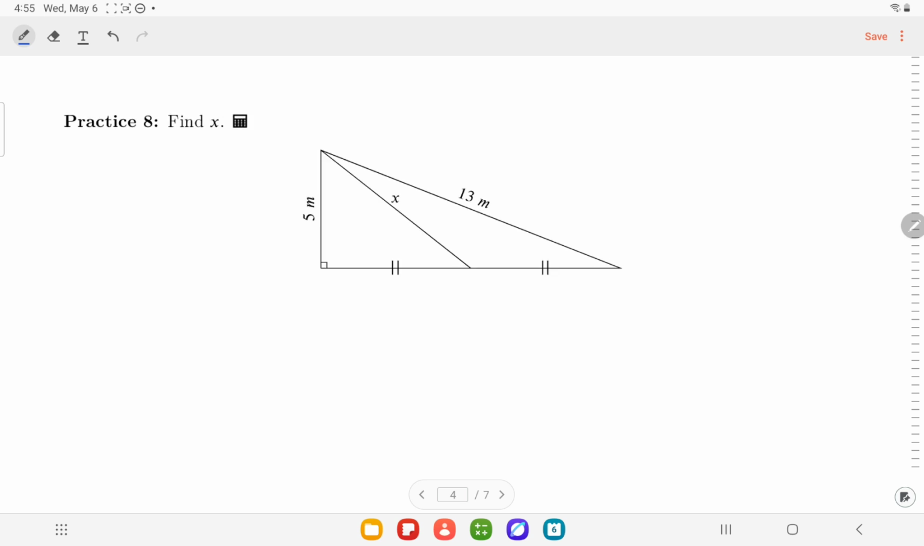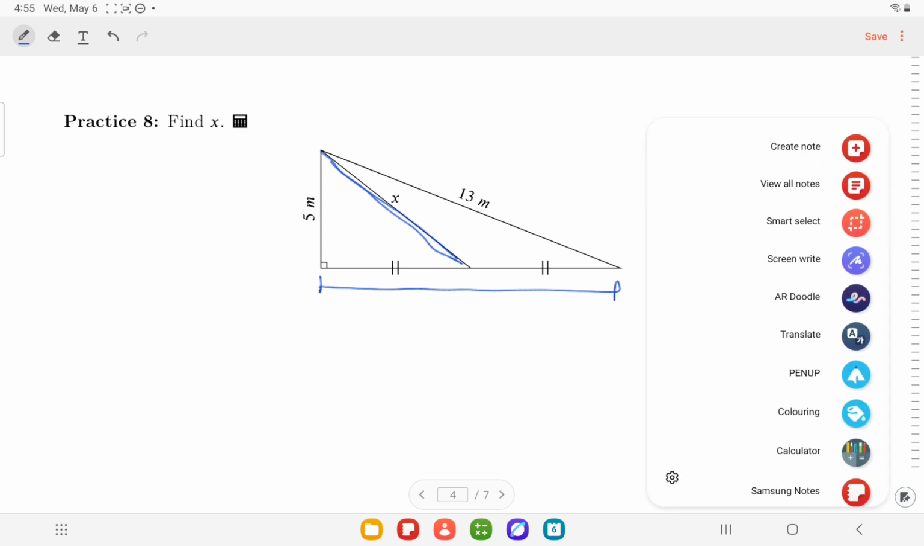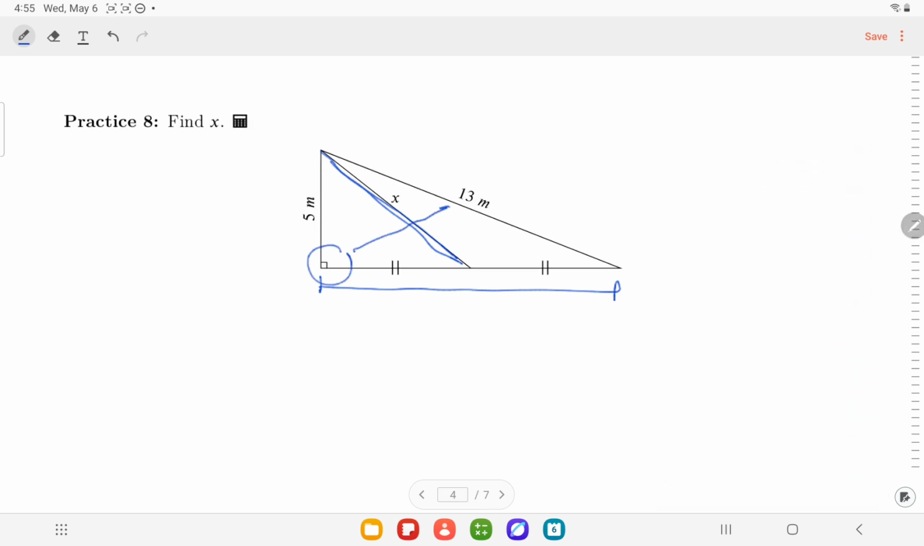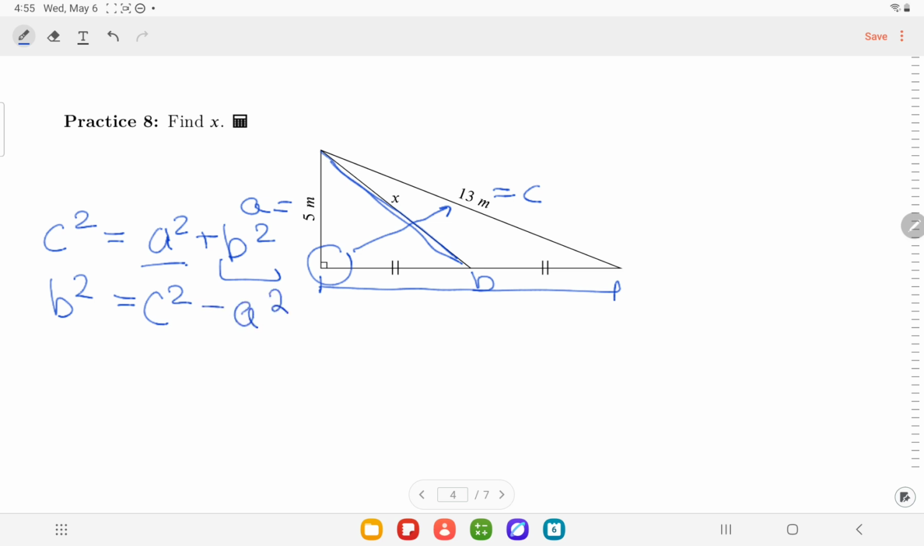Now, in this question, we are looking for our side that is x, this one right here. So the first thing that we can do is find this length right here, because we see that this is a right angled triangle. So we know that 13 is our c, our hypotenuse, and we can label this as a, and then this side can be our b. So this time we're looking for our b. So to isolate it, we're going to subtract a squared from both sides. And we know that our c is 13 and our a is 5.